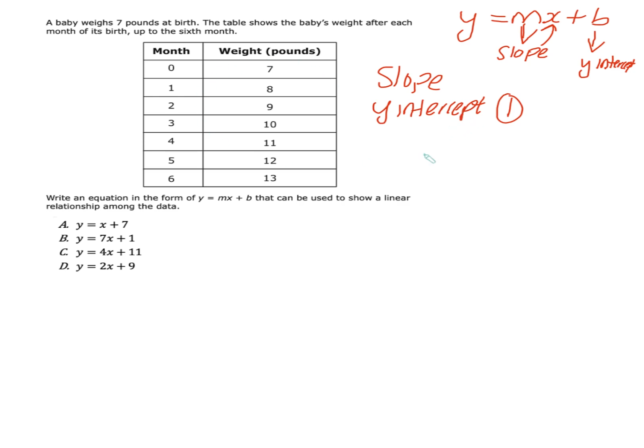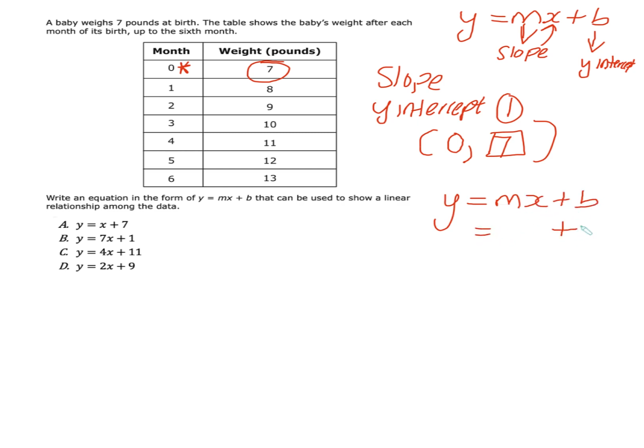So I go into my table, and remember, your y-intercept is where you have a 0 for x and a value for y. So I put a box. I see my 0 here, therefore my y-intercept is 7. Now, remember, your equation for the line is y equals mx plus b, which means you're going to have a plus 7. So I go into my equations to see who has plus 7. So this has a plus 7, maybe.